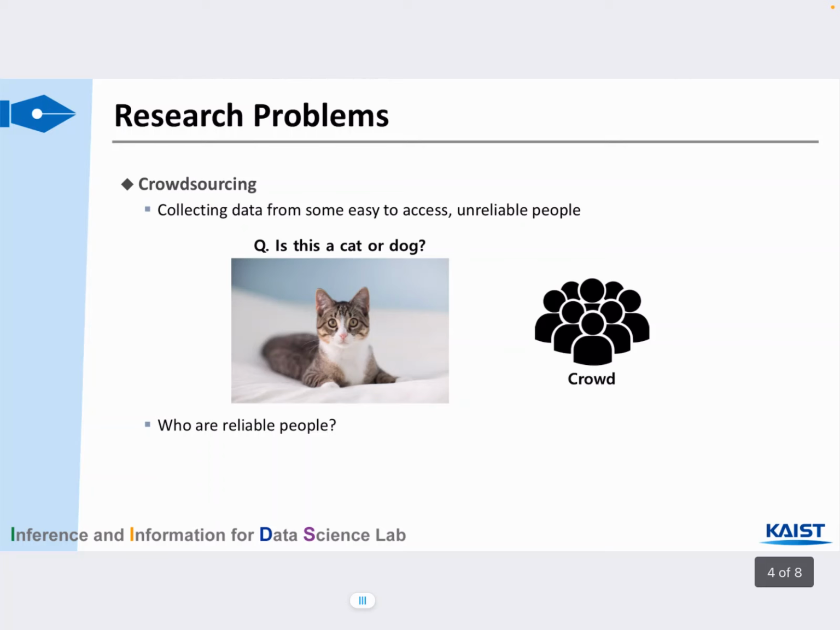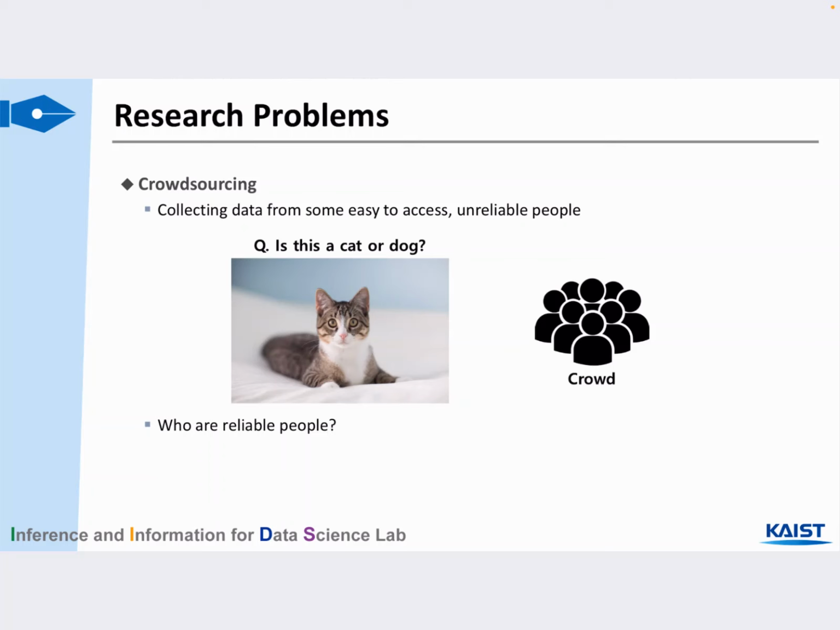The first data science problem I will introduce is crowdsourcing. When we make a dataset, we have to assign labels to each data, but if we use experts to label the data, it is very expensive. The idea of crowdsourcing is to collect data from some easy-to-access, unreliable non-expert people. You might have seen a simple question like whether an image is a cat or dog when using the internet. And it is actually an example of crowdsourcing. We ask about an image several times to random people, and then we infer the true label of the image.